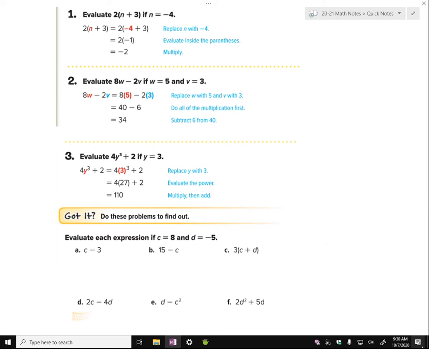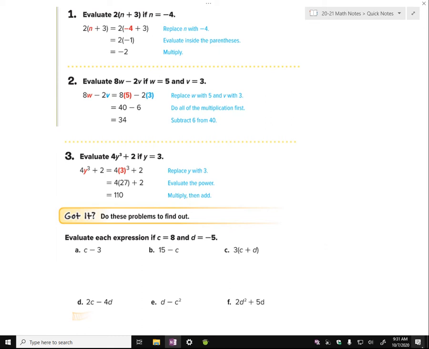So now we have evaluate 4y cubed plus 2 if y equals 3. Y is 3. We have to use the order of operations. Please excuse my dear Aunt Sally, excuse is exponents. So we do the 3 times 3 times 3, which is 27. Then we do the multiplication. 4 times 27 is going to be 108. Plus 2 is 110.